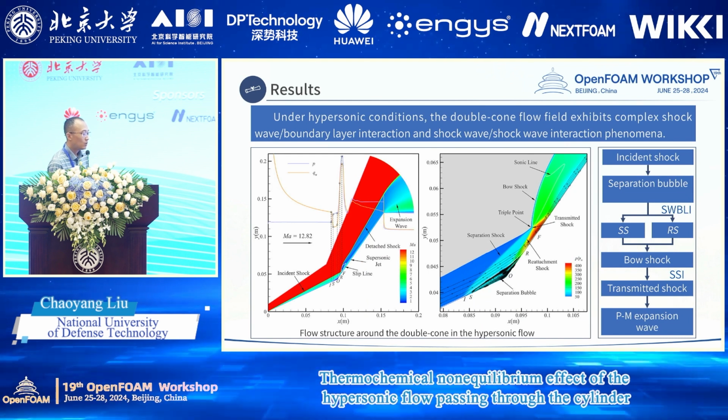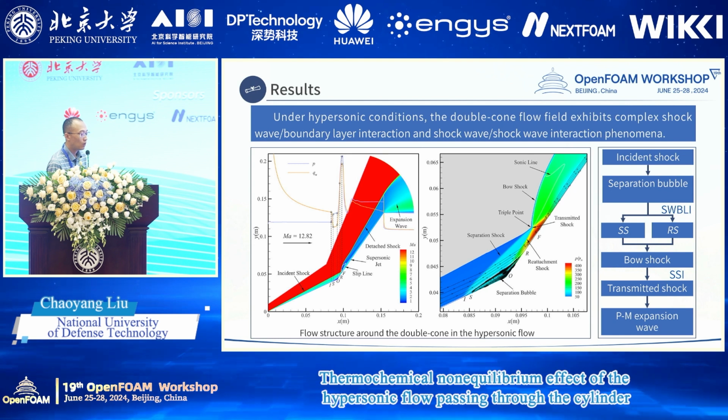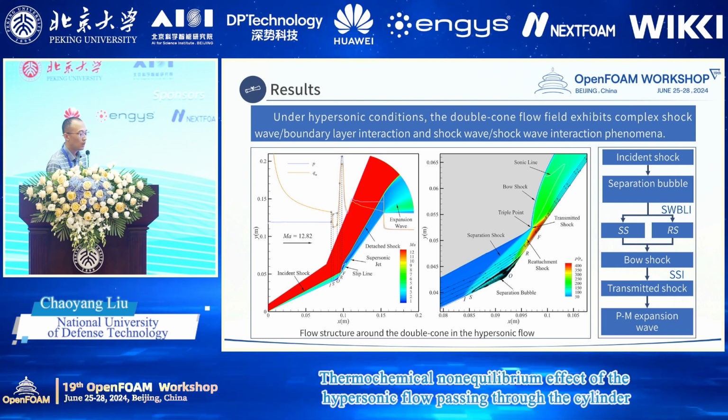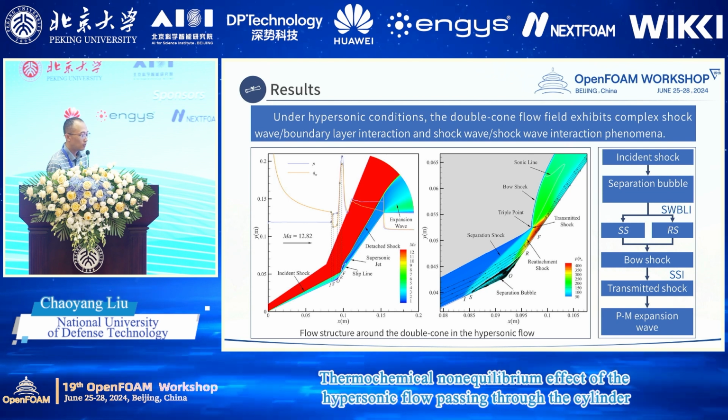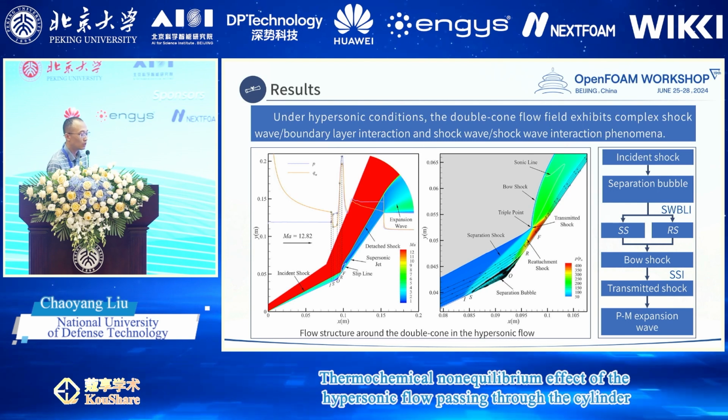Now, we provide details of the flow structures introduced by the double cone in the hypersonic flow, including shock waves, slip lines, and flow separation, including complex shock interactions and shock-separation flow interactions.